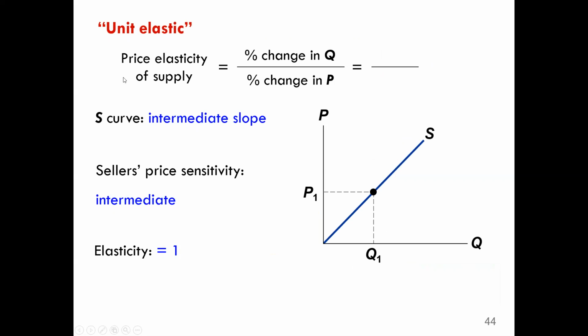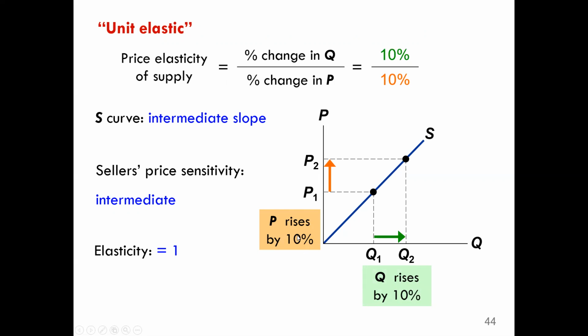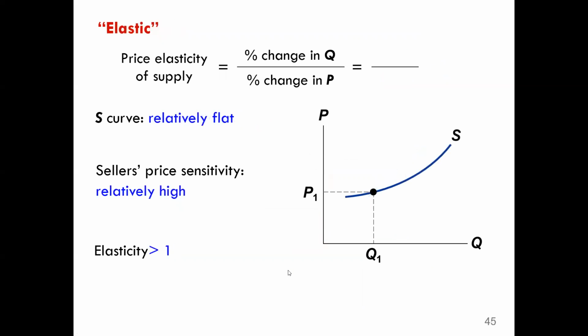The third supply curve is the unit or the unitary elastic supply curve. Now, this type of curve is what we refer to as the intermediate curve or slope. And the price elasticity is intermediate, and it will be equal to 1. And this example will help us understand this better. So when price rises from P1 to P2 by 10%, quantity rises by the same percentage of 10%. And so we'll see that 10% divided by 10% will leave us with a price elasticity of 1.